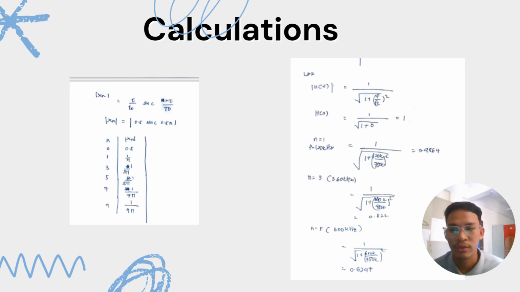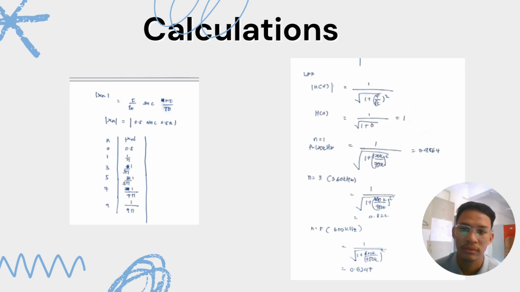Assalamualaikum everyone. Just now my friend Dakshan already explained how we get the magnitude Xn. We can see that as n increases, the magnitude decreases. So we continue to the low pass filter, LPF. Our equation is the magnitude of H(f) equals 1 over the square root of 1 plus (f over fc) squared. So we just include the values into the equation.